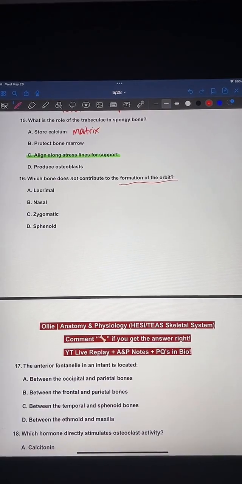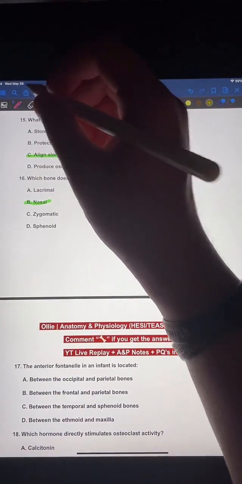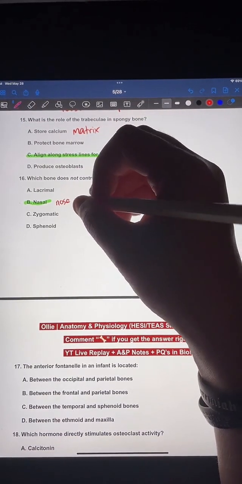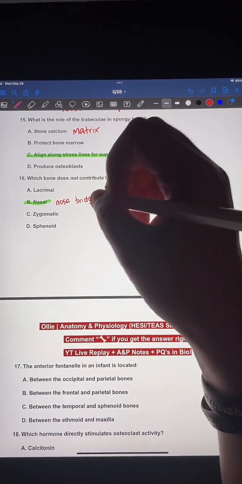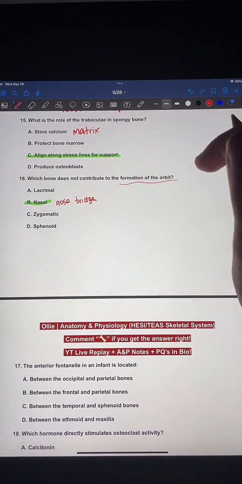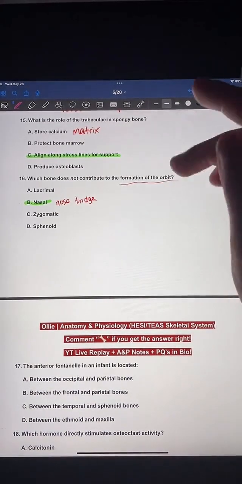But 16, which bone does not contribute to the formation of the orbit? The answer is B. It is the nasal bone. The nasal bone forms our nose bridge. Lacrimal is part of the medial orbital wall. Zygomatic forms the lateral wall, and the sphenoid forms the back wall of the orbit.